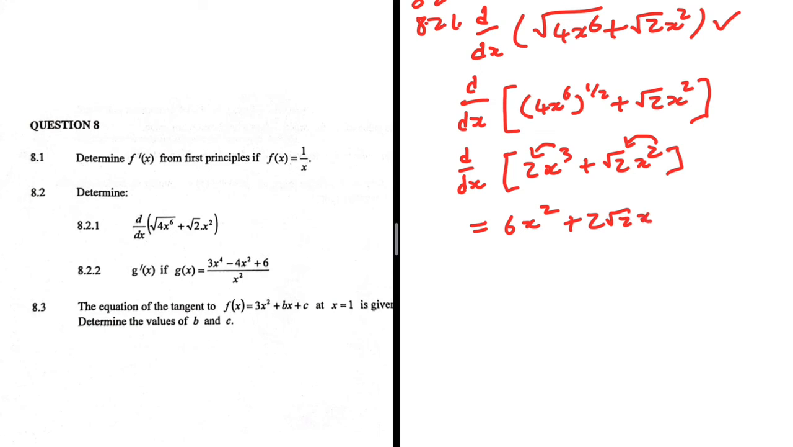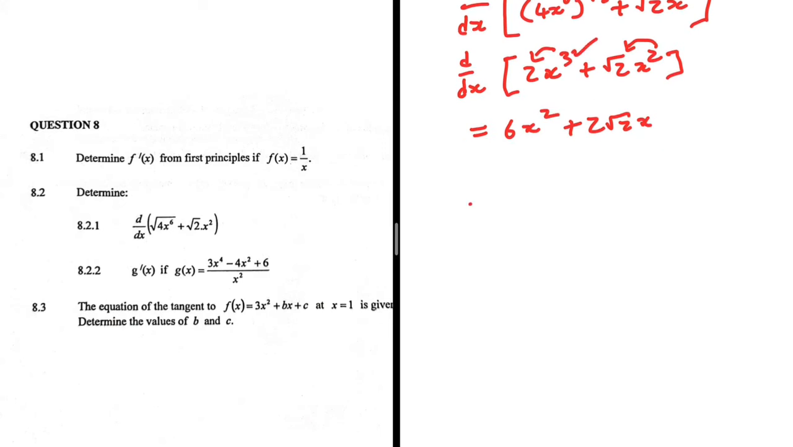So let me see. 4x to the power 6 square roots. I get 2x to the power 3. That seems to be fine. Here I don't have to change anything. And then I derivate. 4 to the power a half is 2, x to the power 6 to the power a half is 3, seems to be well. That is 8.2.1. Let's take a look at 8.2.2.